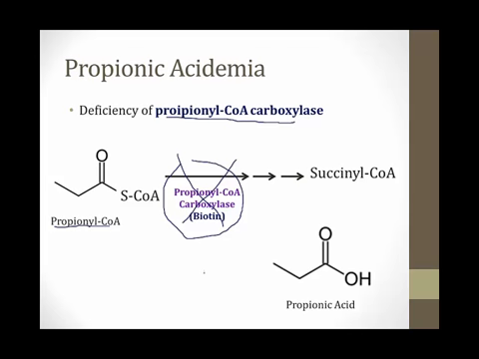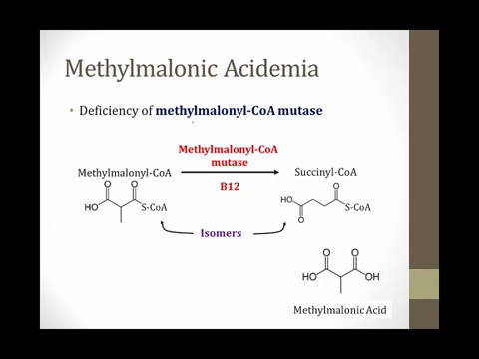In methylmalonic acidemia, there is deficiency of methylmalonyl-CoA mutase. This is a vitamin B12 dependent enzyme that converts methylmalonyl-CoA into succinyl-CoA. Methylmalonyl-CoA and succinyl-CoA are isomers. They have the same chemical structure. The atoms are just arranged differently. So if a baby is deficient in methylmalonyl-CoA mutase, the levels of methylmalonyl-CoA will build up, methylmalonic acid will dissociate, and you will have high levels of methylmalonic acid in the plasma and urine.